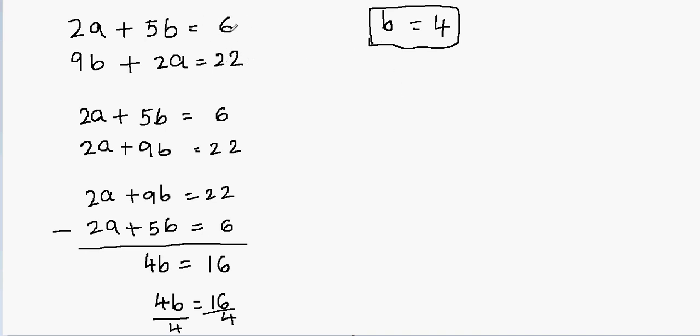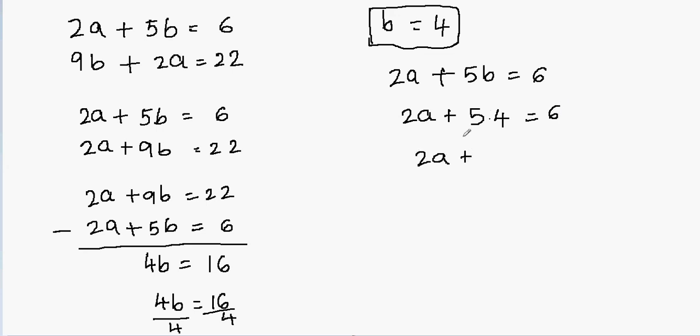So let's pick the first equation because we have smaller values here. 2a plus 5b is equal to 6. It doesn't matter which equation you pick, you will still get the same answer. So here I have 2a and I'll plug in the value of b. So 5 times 4, I'll write 4 here, is equal to 6. This will be 2a plus 5 times 4, which is 20, is equal to 6. And then I have to solve this for a.